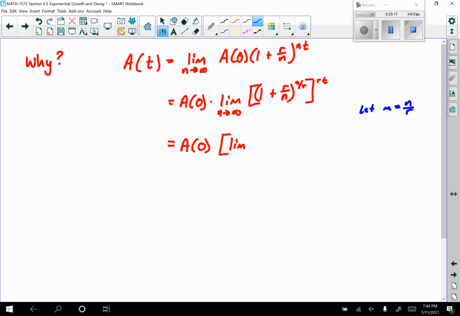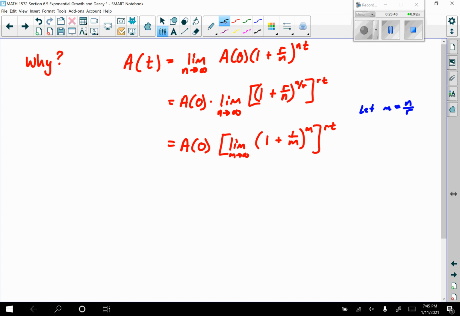So I'm going to change this a little bit. This is going to become the limit as m goes to infinity of 1 plus, now n over r is the reciprocal of r over n. So if m is equal to n over r, 1 over m is equal to r over n. Raise that to the mth power, because that's n over r. And then raise that to the r times t.